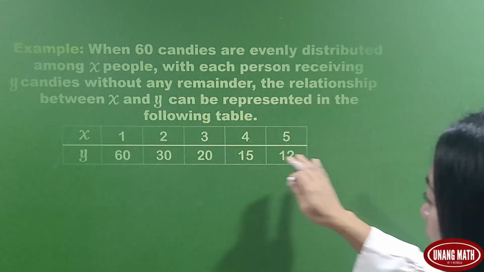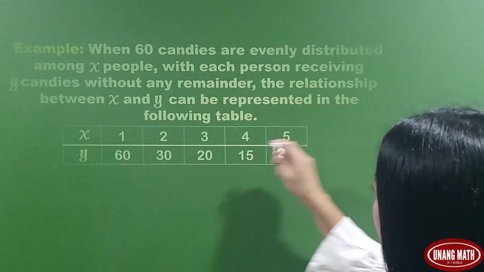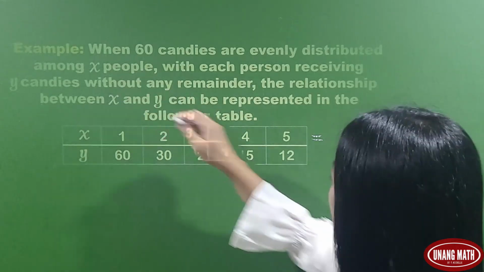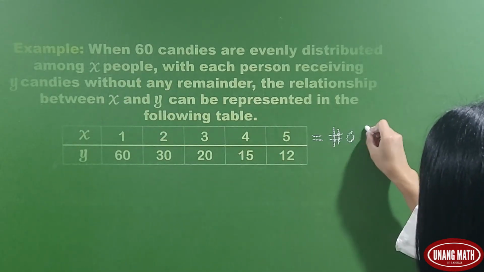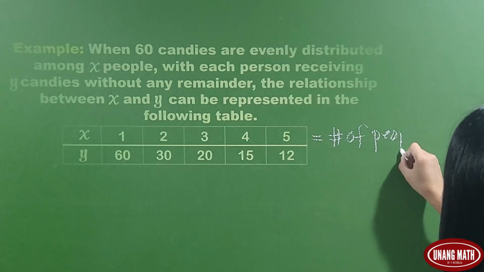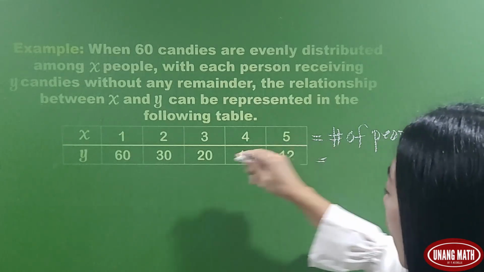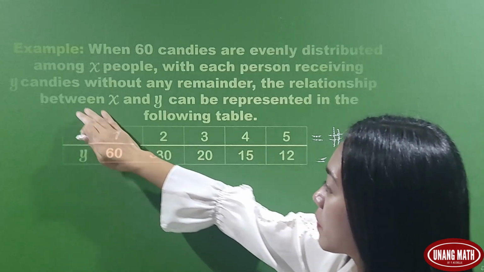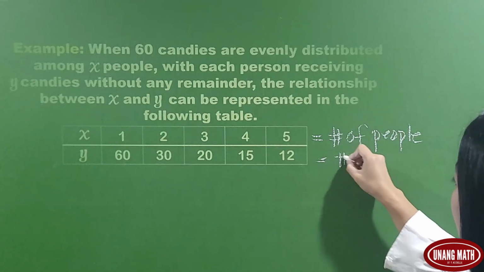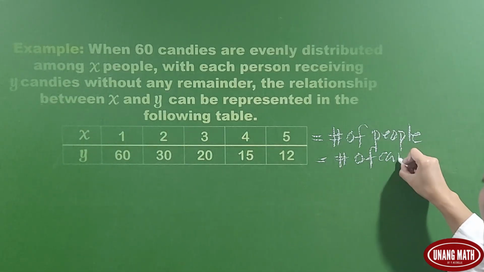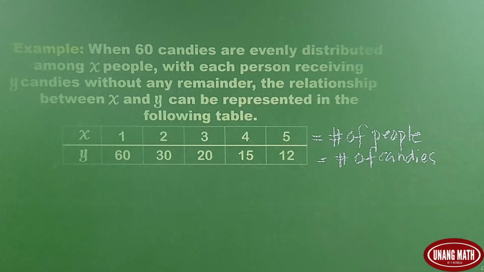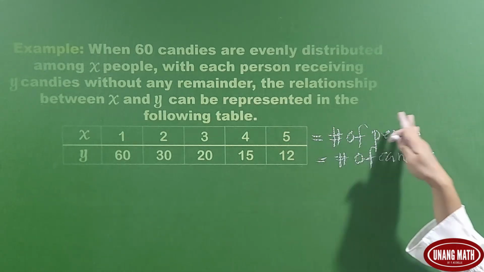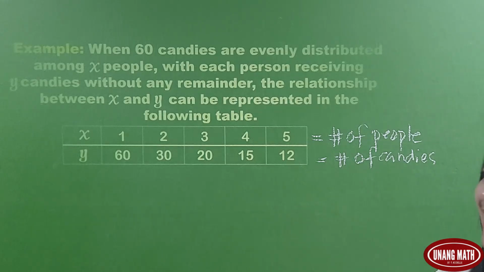Okay, this is the table, and the X quantity here represents the number of people. What about our Y quantity? The Y quantity represents the number of candies. Now let's find out the relationship between these two quantities, number of people and number of candies.